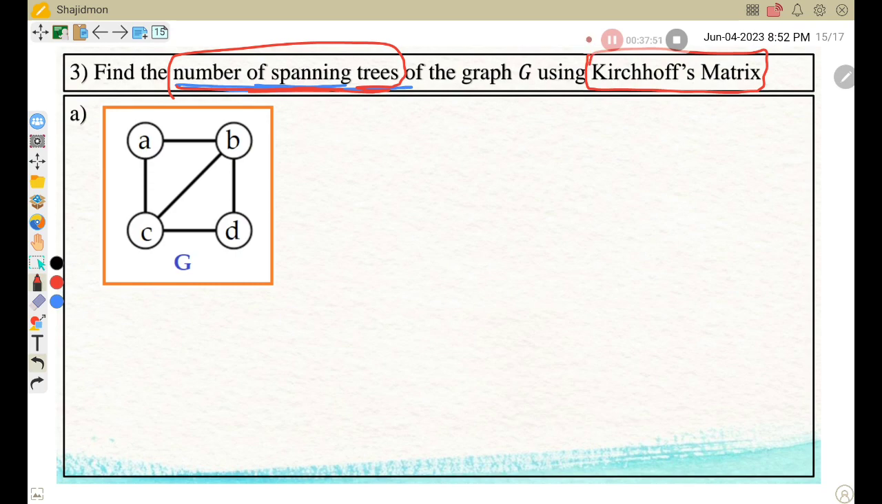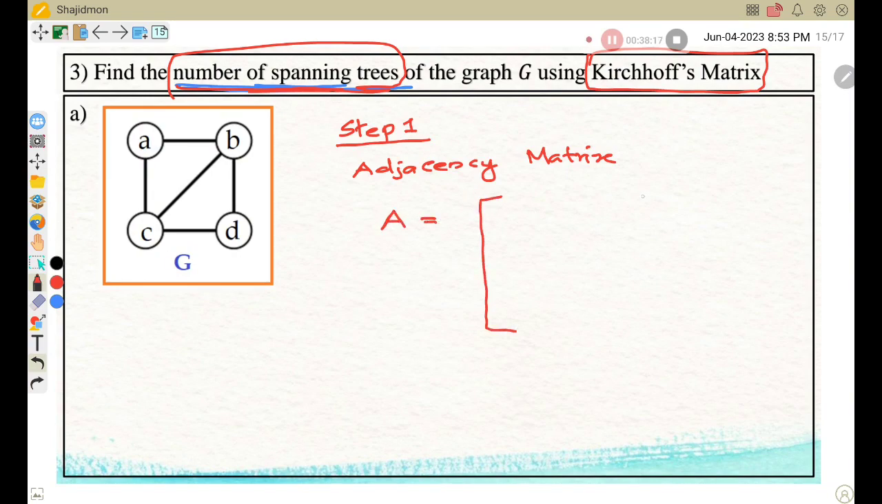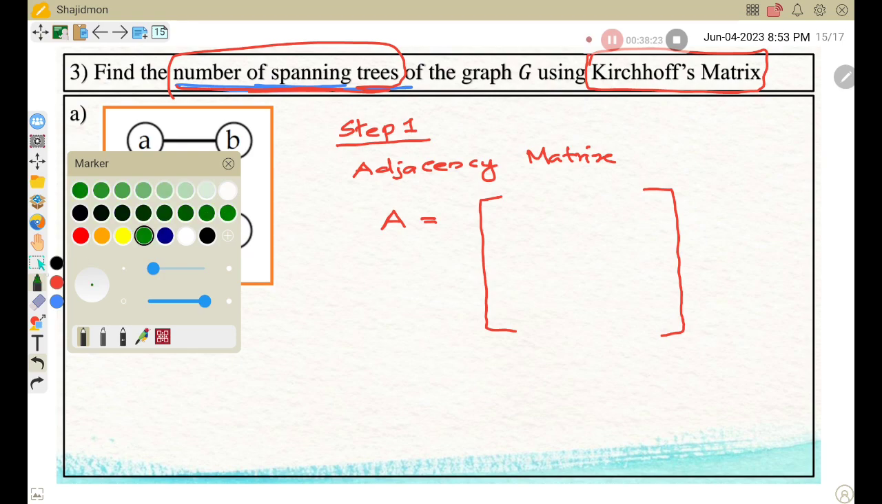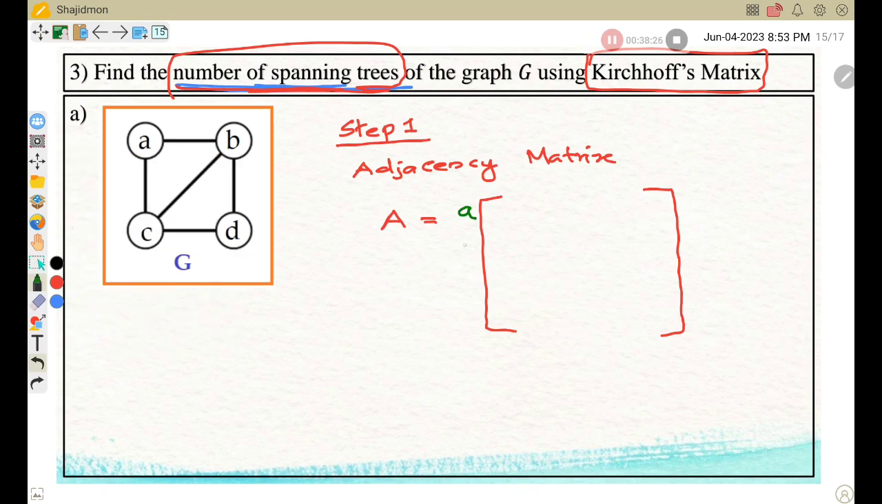When we find the number of spanning trees by Kirchhoff's theorem, we have 3 steps. So first I am going to step number 1. What are we doing for step number 1? First we need to form the adjacency matrix. First step, form the adjacency matrix, A or A of G, the adjacency matrix of the graph G. So A equals, I am forming here. How are we forming the adjacency matrix? Just write the vertices here, A, B, C and D, and here also A, B, C and D.